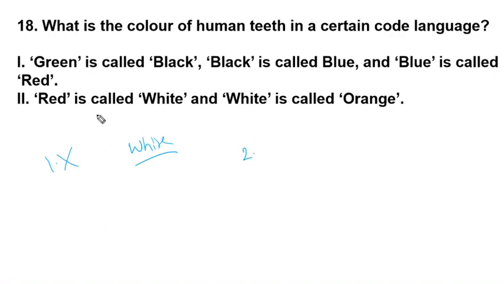Go for two. Red is called white, white is called orange. So white is called orange. Yes, based on statement two we can answer. So what will be your answer for this particular question? Means we can say only two is sufficient to get the answer. Okay, then chalo, let's go for next question.